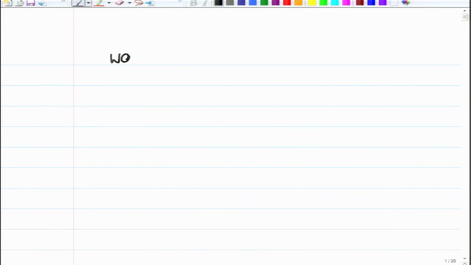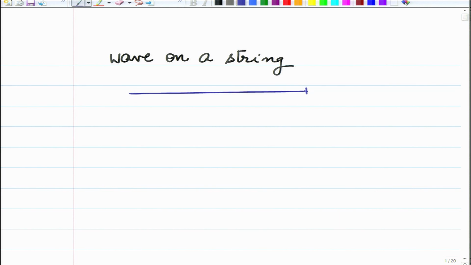Let me start this lecture by quickly recalling what we had done so far. Recall that I had started with a wave on a string. I will make the string now, and we had obtained the equation of the wave as d2f over dt square equals 1 over v square d2f by dx square.